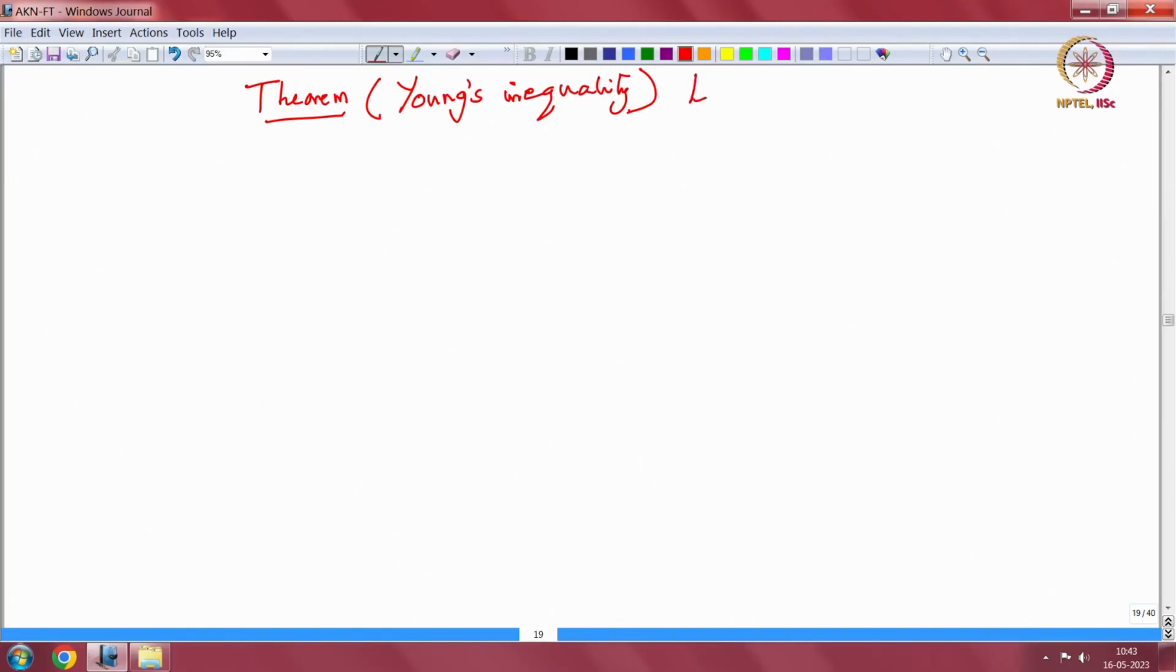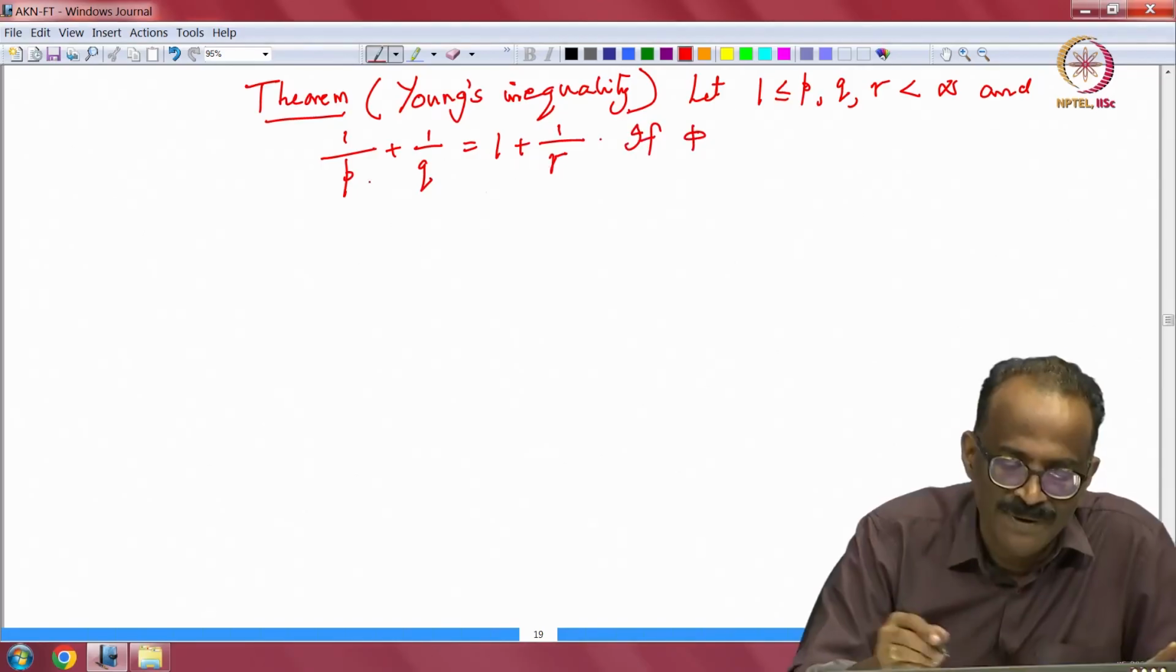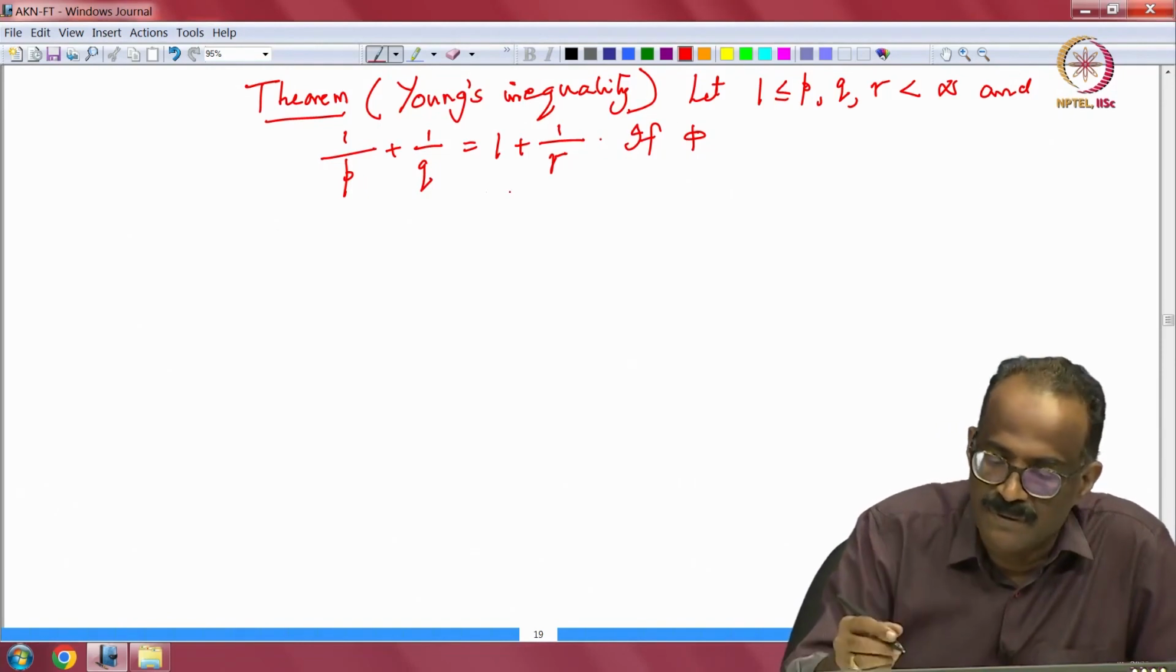So, let 1 less than or equal to P, Q, R less than infinity, and 1 by P plus 1 by Q is equal to 1 plus 1 by R. Okay. So, P, Q, R are any numbers satisfying this relation. Of course, if R equal to infinity, this is 0, this is 1, that is different. Okay, which you know that.